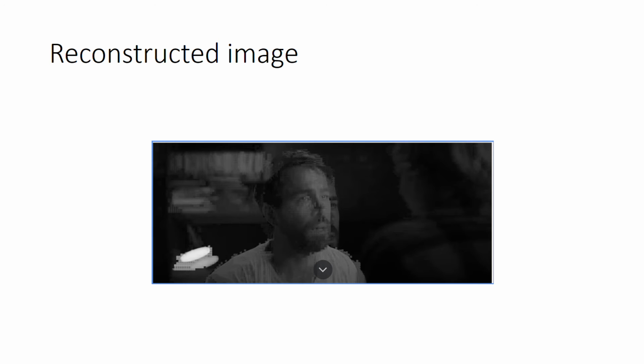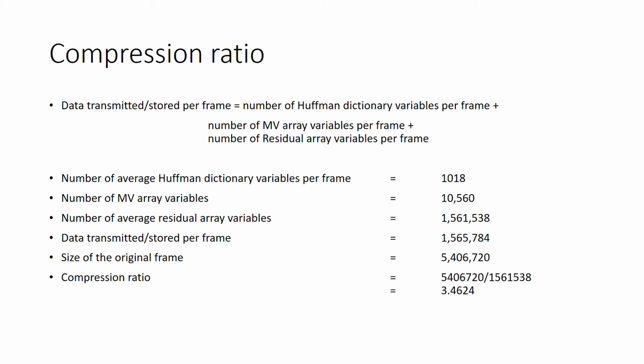and then we quantize the residual to reduce the size a bit more, and then we only store the motion vector array and the quantized residual. So this is the reconstructed image we obtain from this, and the compression ratio for this is 3.4.